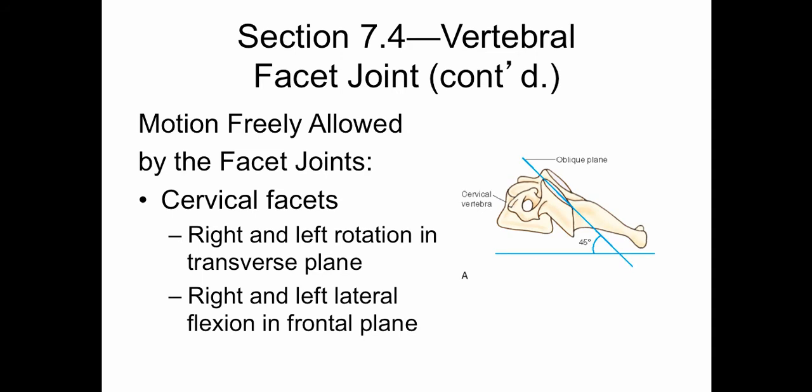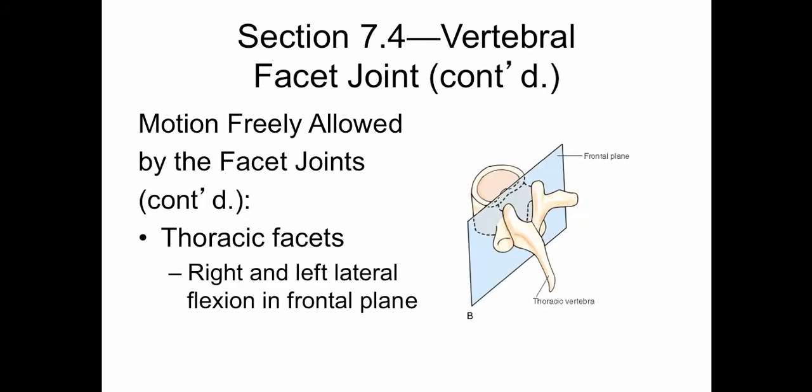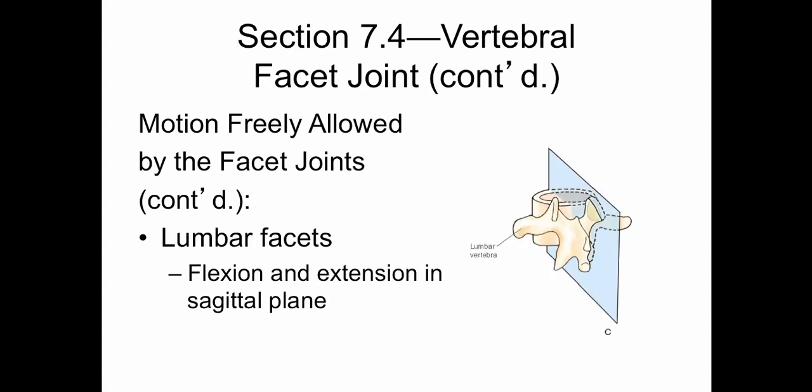The cervical facets are generally oriented in an oblique plane that is oriented at an angle of approximately 45 degrees between the transverse and frontal planes. This means that these facet joints freely allow motion in the transverse and frontal planes. The thoracic facets are generally oriented with the frontal plane, which means that these facets freely allow motion in the frontal plane. And the lumbar facets are generally oriented within the sagittal plane. This means that these facet joints freely allow motion in the sagittal plane.